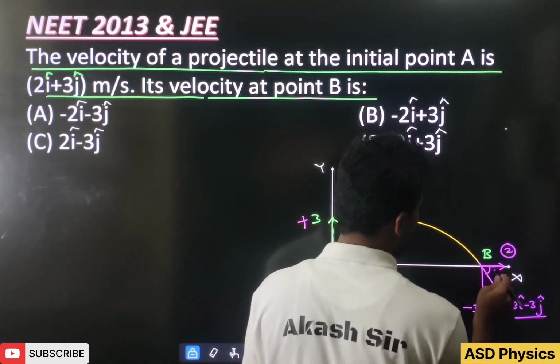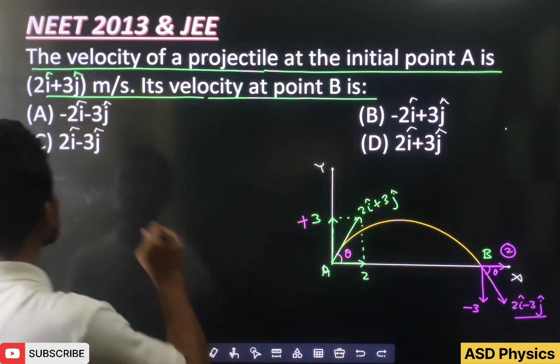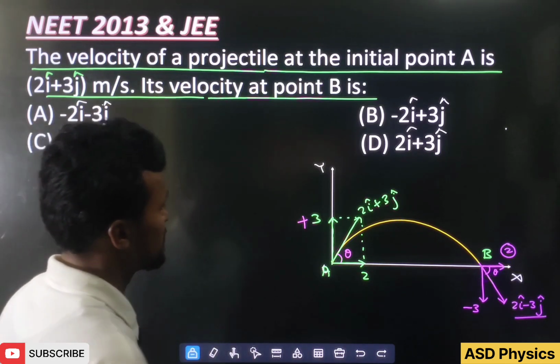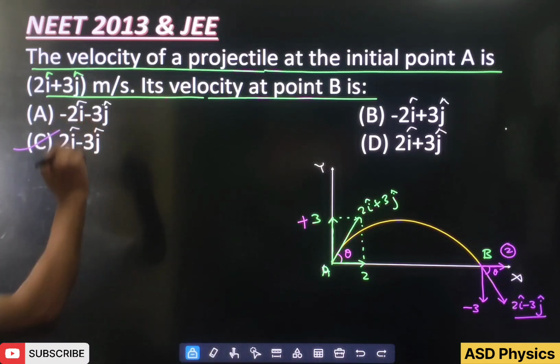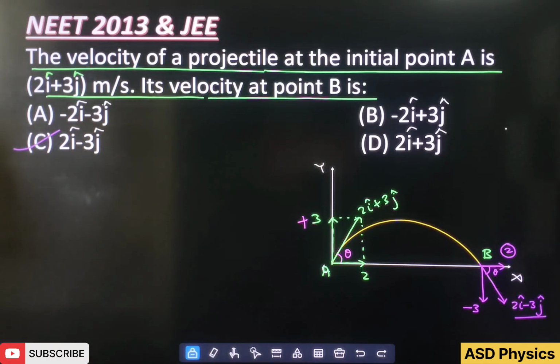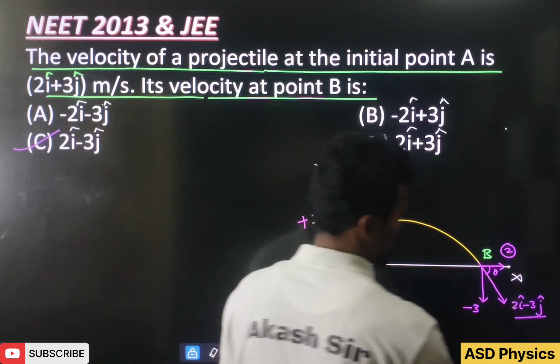If here angle theta, here also angle theta, is it? So 2i cap minus 3j cap, no? So see, 2i cap minus 3j cap. Where is the 2i cap minus 3j cap? The correct answer is here, option C is the answer, okay? 2i cap minus 3j cap here, is it?